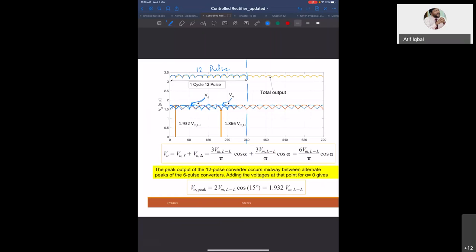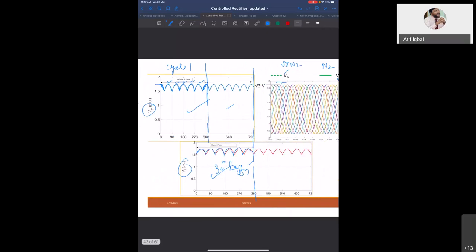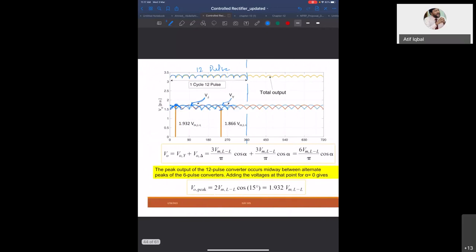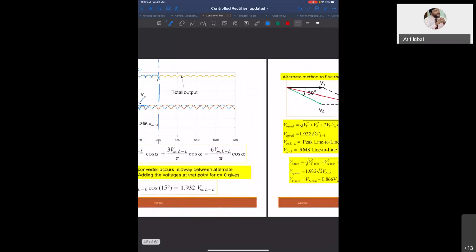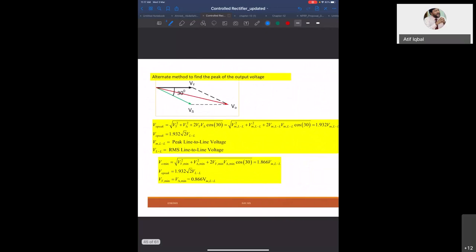Now, what is the output peak of this and what is the minimum peak of this? You can calculate that. You can calculate the peak value of this. I show you here.